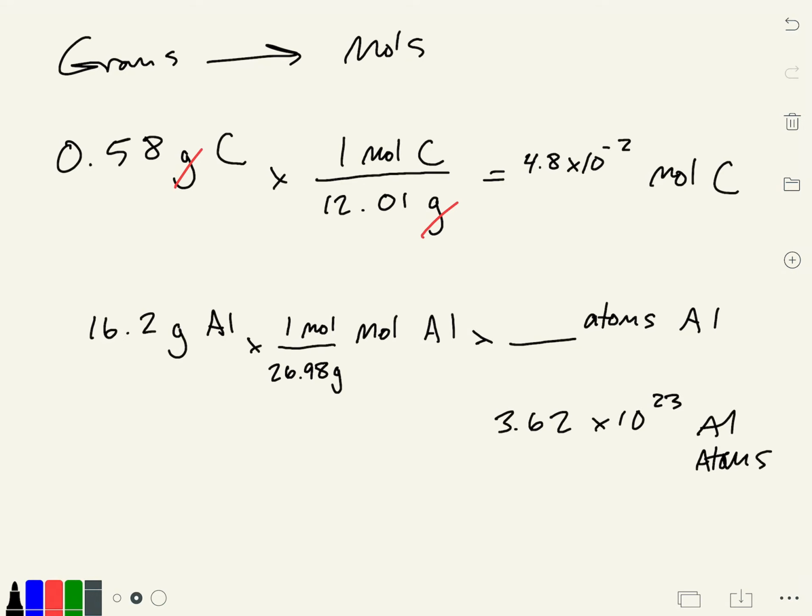So you should be able to do these types of problems and back again. Start with this number of atoms and calculate how many grams of aluminum it would be, and lay it out and show your solution map, and give yourself a chance to practice these problems forward and backward.